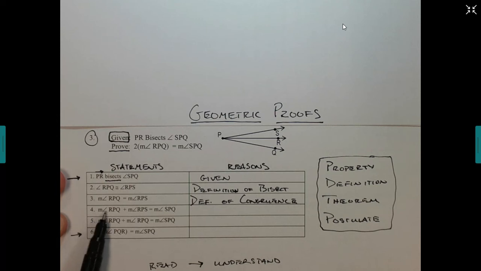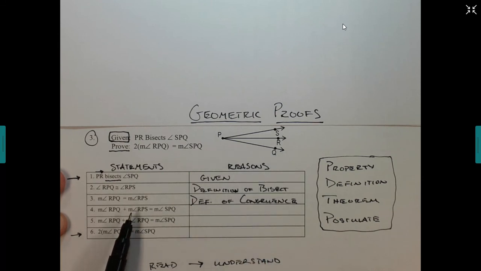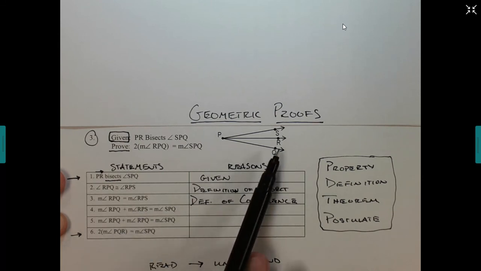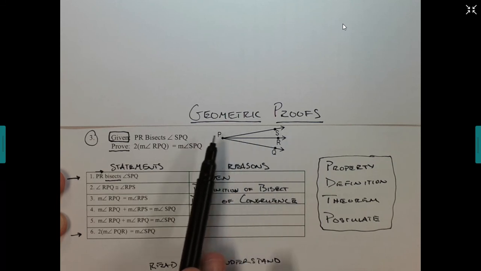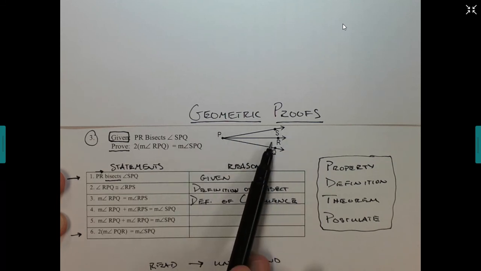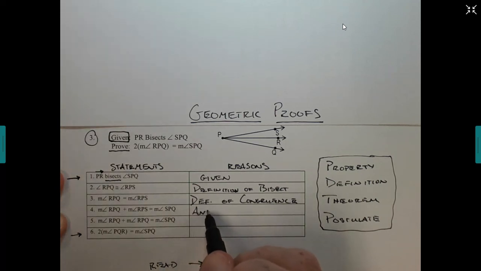Step 4 says this looks a lot different. The measure of RPQ, that's the bottom angle, plus the measure of angle RPS, that's the top angle. The bottom angle plus the top angle has to equal SPQ, that's the entire angle. Interesting, the bottom angle plus the top one equals the whole thing. Well, that sounds pretty simple. If you look back at the page that I had just given you, that's called the angle addition postulate.